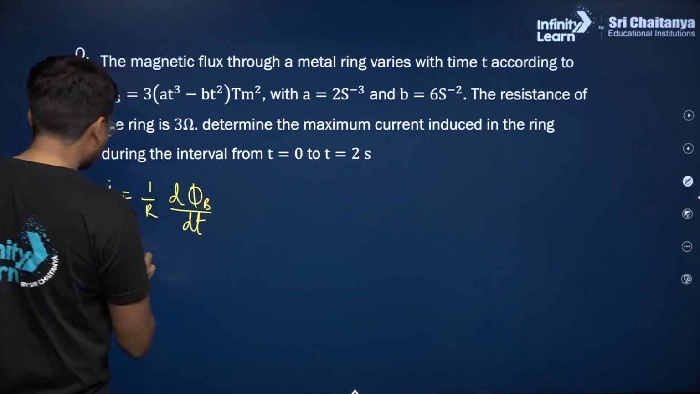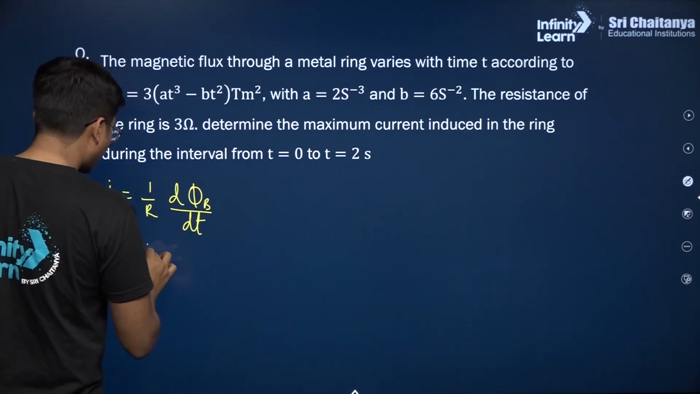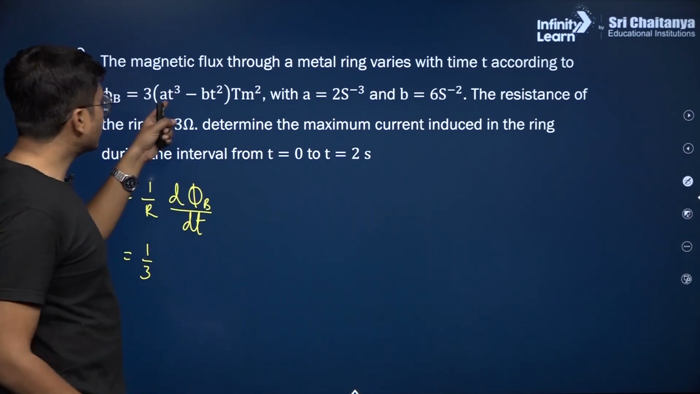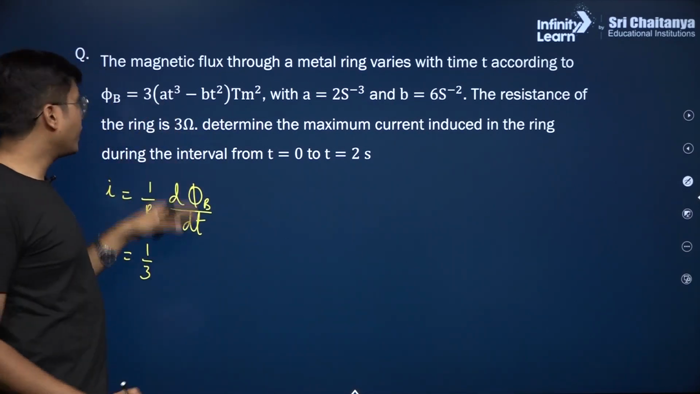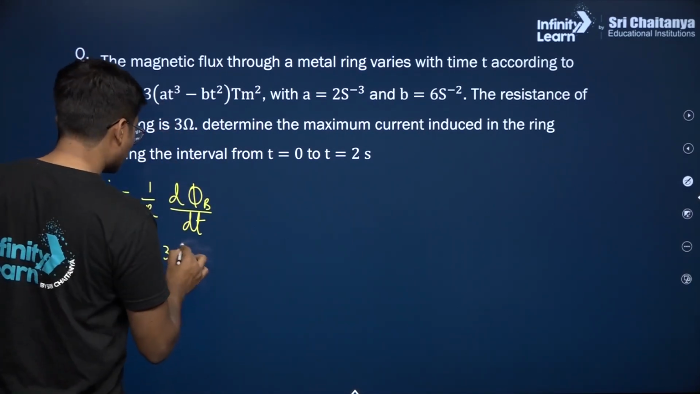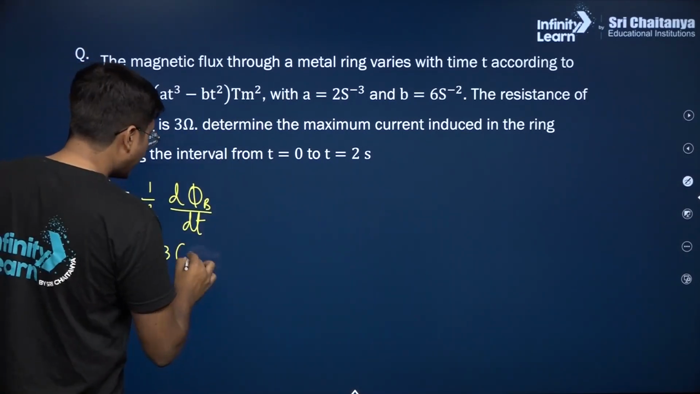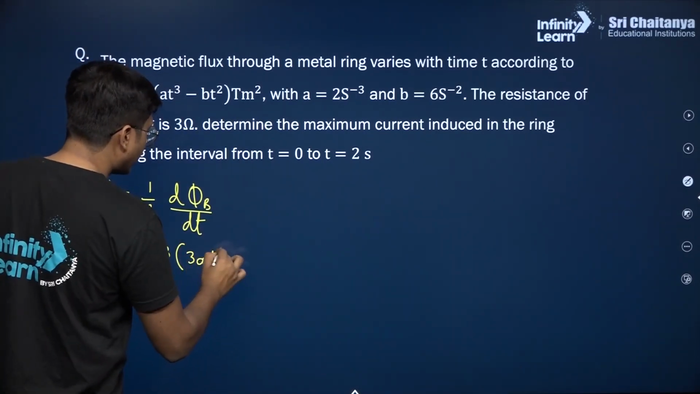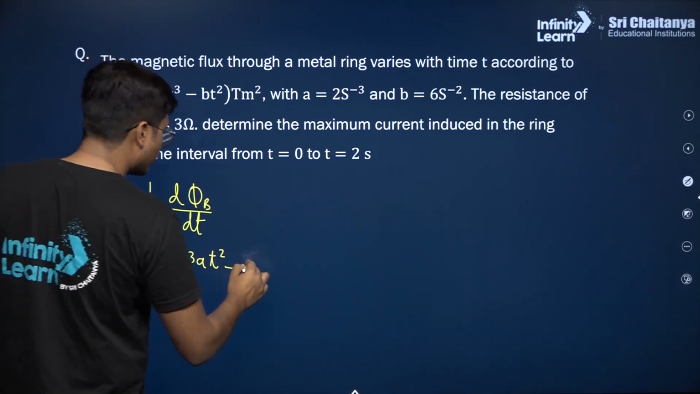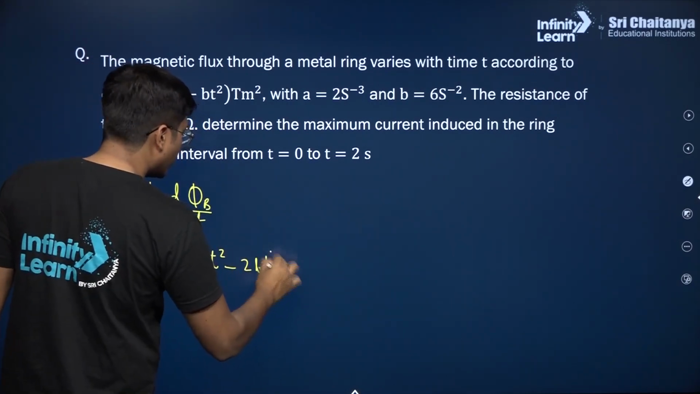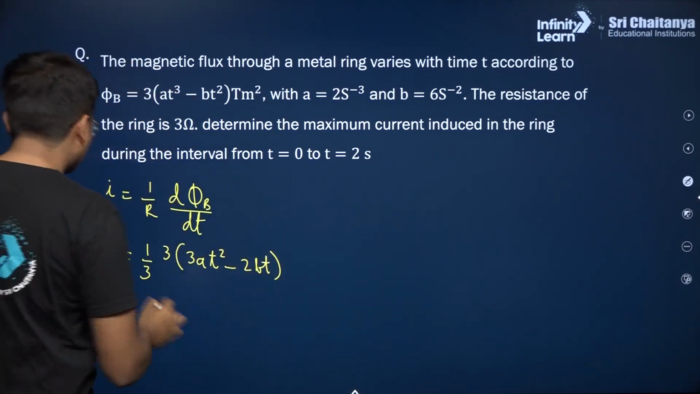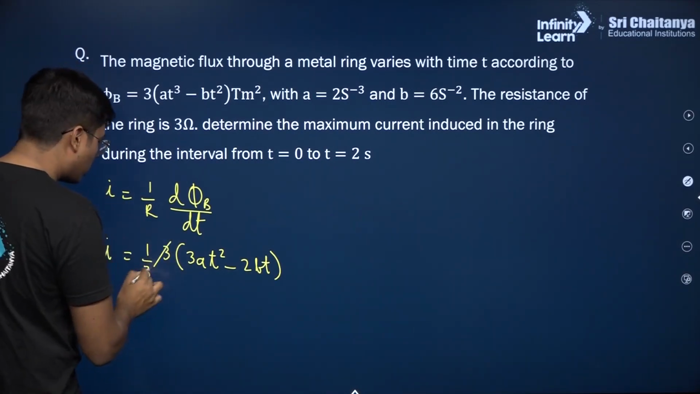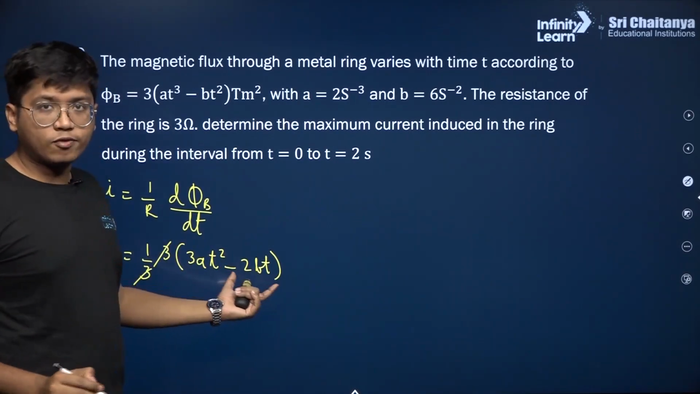So if we do that in here, 1 by R is given as 1 by 3. Differentiating this with respect to t, the 3 stays as is. At cube gives us 3at square, and bt square gives you minus 2bt. So this is the current. We can even cut out this 3 over here. This is the current flowing over there.